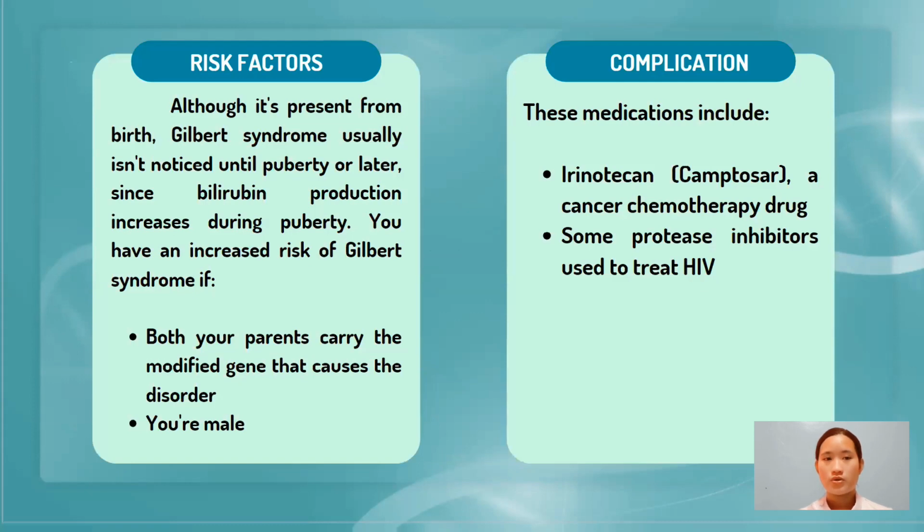Complications. The low level of the bilirubin processing enzyme that causes Gilbert syndrome may also increase the side effects of certain medications, since this enzyme plays a role in helping clear medication from your body. These medications include irinotecan or Camptosar, a cancer chemotherapy drug, and some protease inhibitors used to treat HIV. If you have Gilbert syndrome, talk to your health care provider before taking new medications.